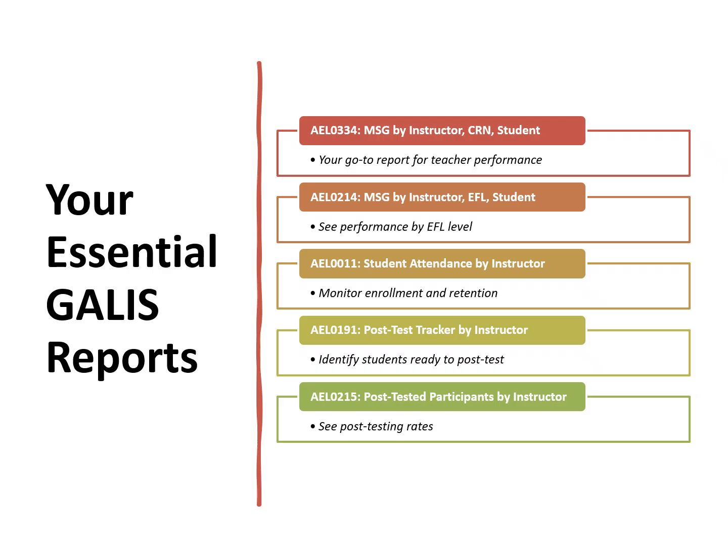Report AEL 0215, that's your post-tested participants by instructor report. This shows you what percentage of teachers' students are getting post-tested. Low post-test rates might indicate teachers need support with testing procedures or timing. These reports are all in the local level, NRS reports, or miscellaneous folders in GALIS. Now, let's talk about how to interpret what you see in these reports.